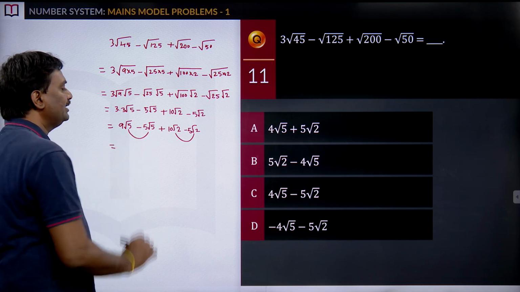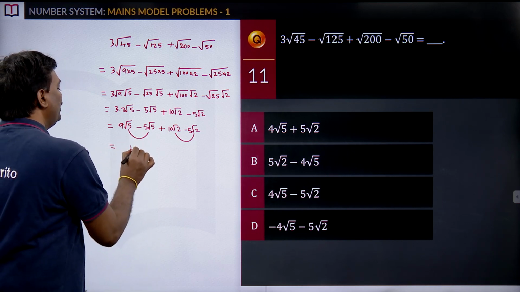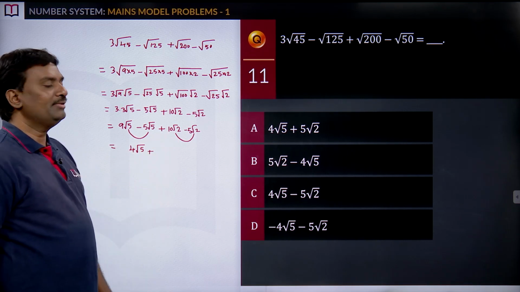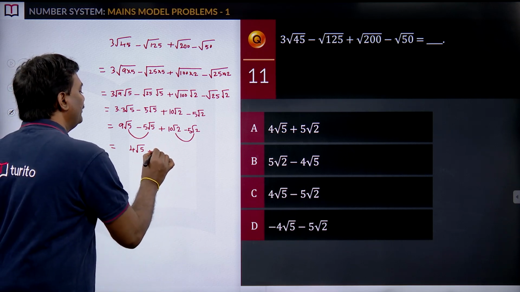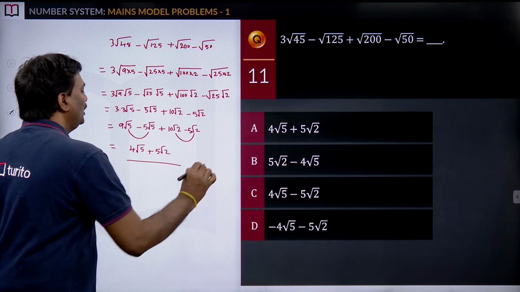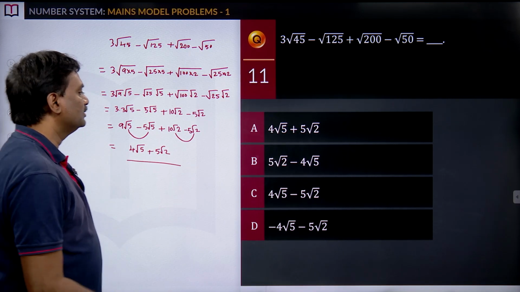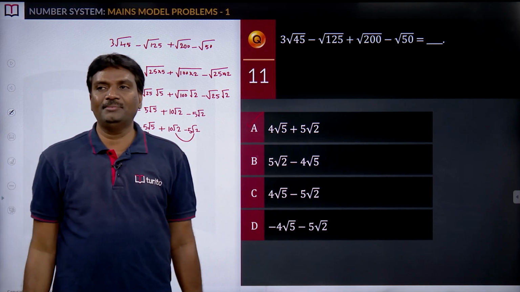So, by subtracting 5 root 5 from 9 root 5, you will get 9 minus 5, 4 root 5 plus, by subtracting 5 root 2 from 10 root 2, you will get 10 minus 5, 5 root 2. So, by simplifying the given expression, we got 4 root 5 plus 5 root 2, that is why we can say option A is the correct option.